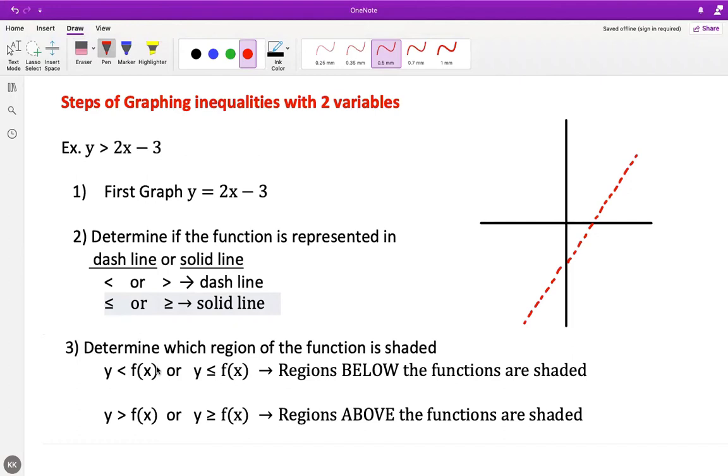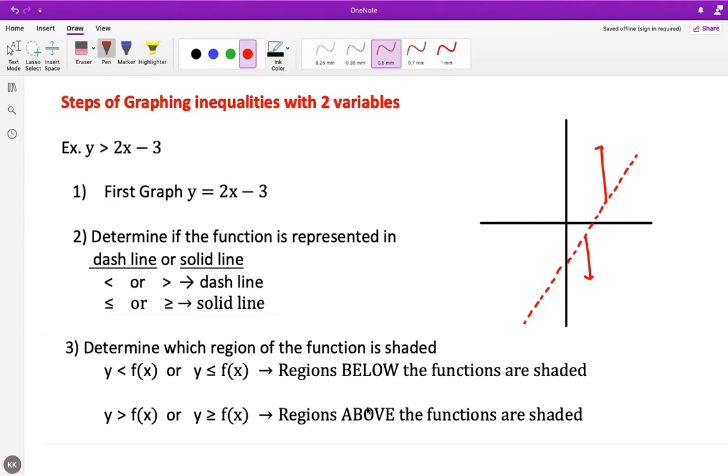The last step asks you to determine which regions of this function will be shaded. We have two parts: regions below the function and regions above the function. Below the function means that if I trace the function and point downwards, this region will be my region below the function. If I draw the arrow from the function and point upwards, this region here will be the region above the function. So if you see y less than the function, the region below the function will be shaded. Y greater than the function, the region above the function will be shaded.